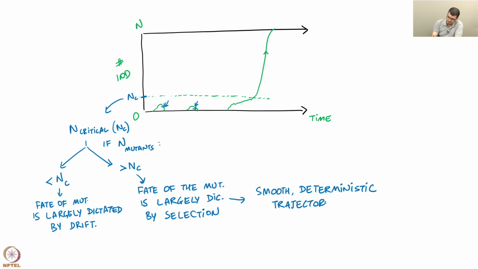However, mutations whose fate is decided by drift are driven by chance events. A lot of noise drives these processes, and as a result these trajectories are stochastic.